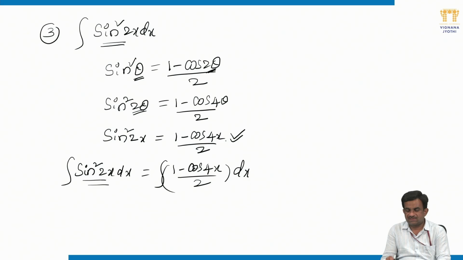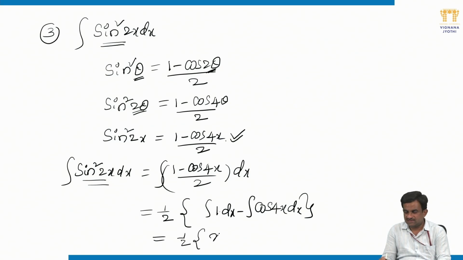Then once this integrand is converted in terms of known and standard formulas, you can easily evaluate this given integral. So 1 by 2 is a constant, you can write it outside, take one flower bracket, then separately evaluate the integration of 1 into dx, then minus the integration of cos 4x into dx. Now we know that integration of 1 into dx is x, minus the integration of cos 4x dx.